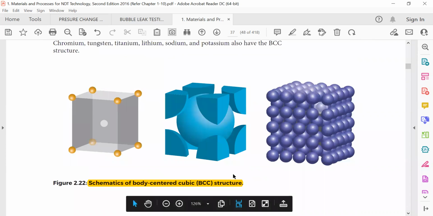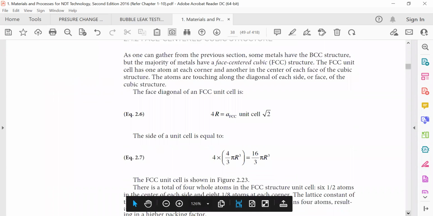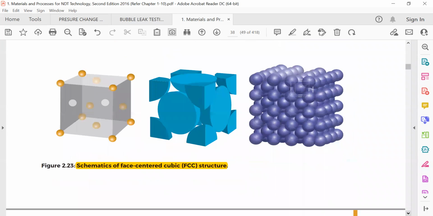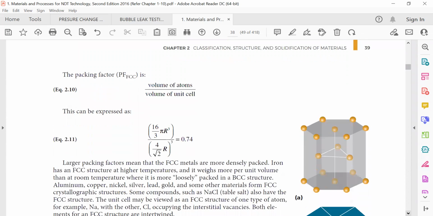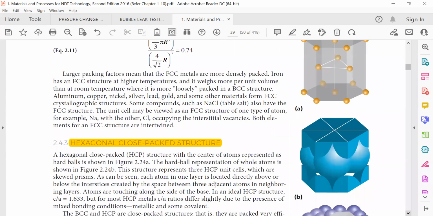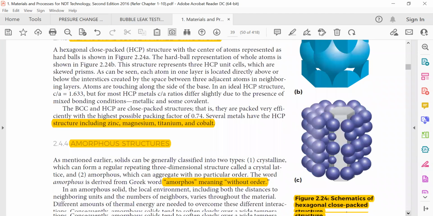Schematic of body-centered cubic. Schematic of face-centered cubic. And schematic of hexagonal close packed.